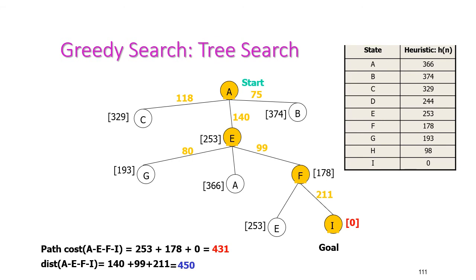Okay, so the path is A, E, F, I. So A to E, E to F, F to I is the path. And what is the path cost here? Path cost here, this is 140 plus 99 plus 211, that is 450. The path cost is 450.